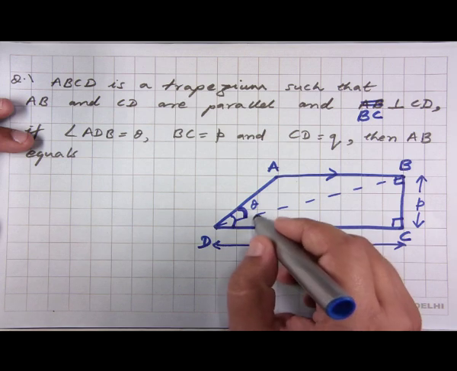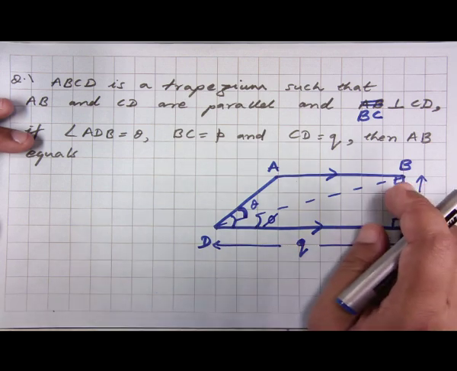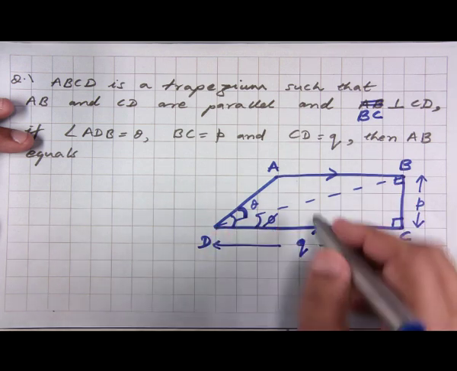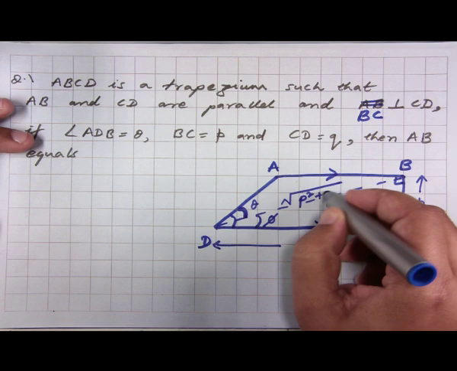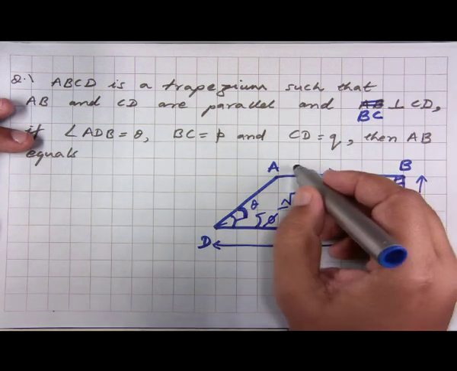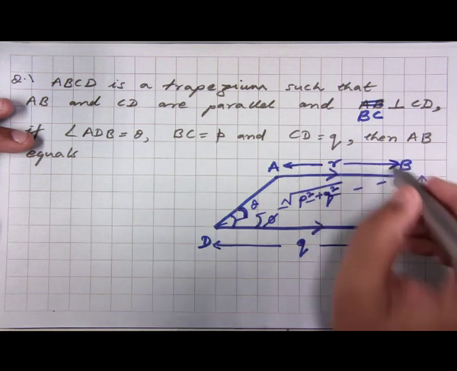So, now let us denote this angle BDC by phi, and because this triangle BCD is a right angle triangle, from the Pythagoras theorem it is clear that the length of this side BD is going to be square root of P square plus Q square. So, that comes from the Pythagoras theorem, and now we are asked to find the length of this side AB, which let me denote with R.